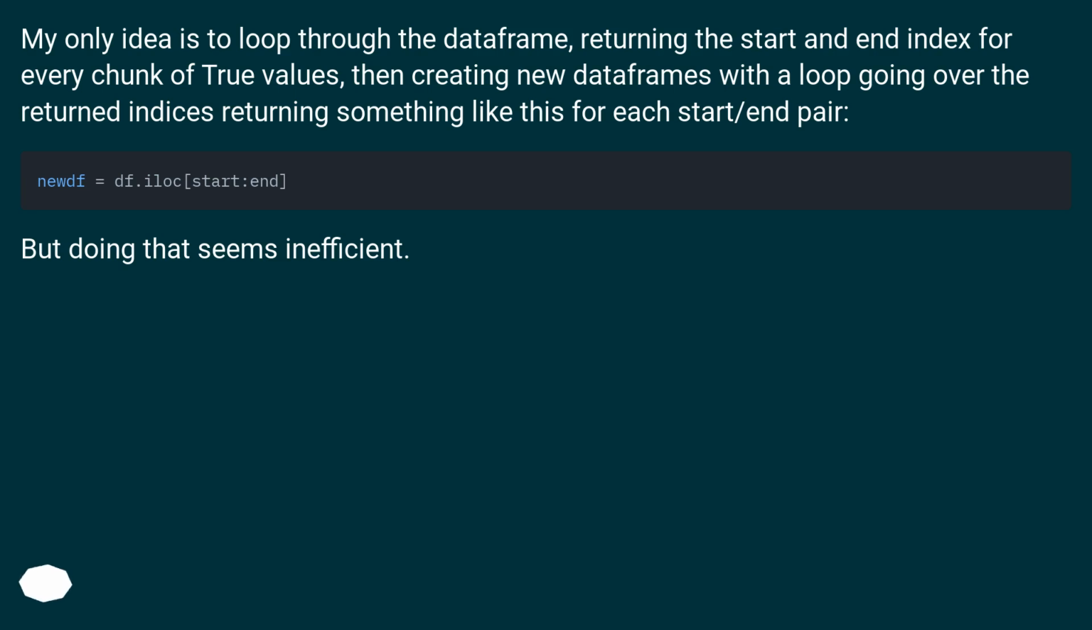My only idea is to loop through the data frame, returning the start and end index for every chunk of true values, then creating new data frames with a loop going over the returned indices, returning something like this for each start/end pair. But doing that seems inefficient.